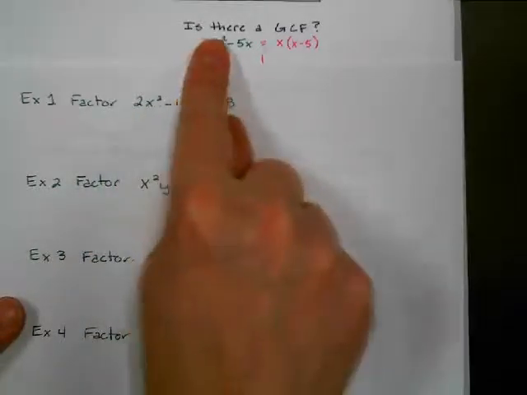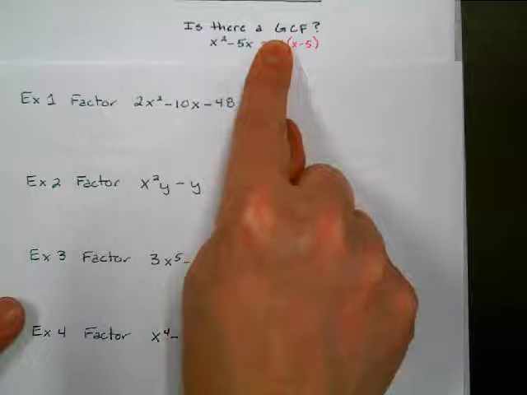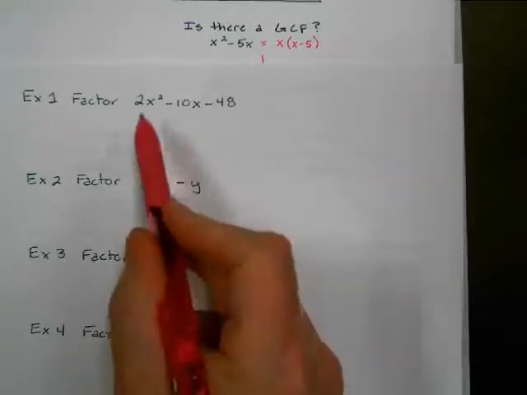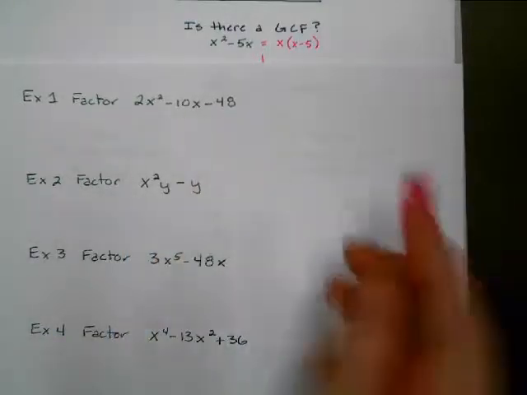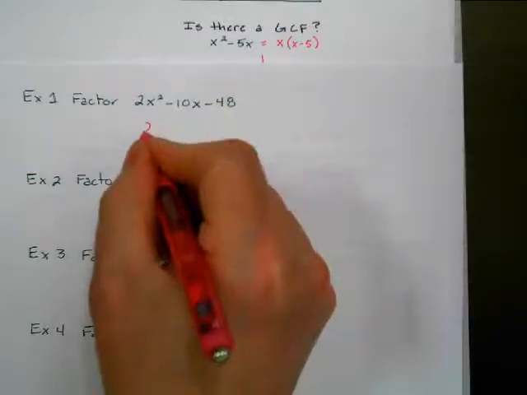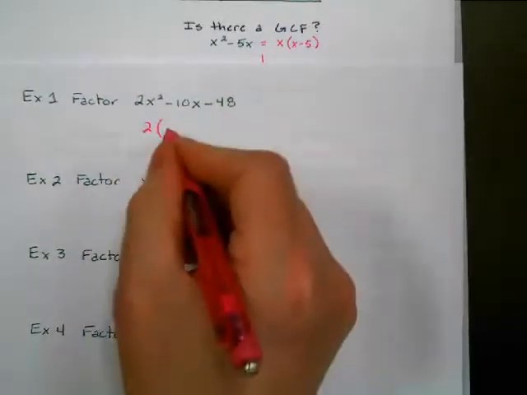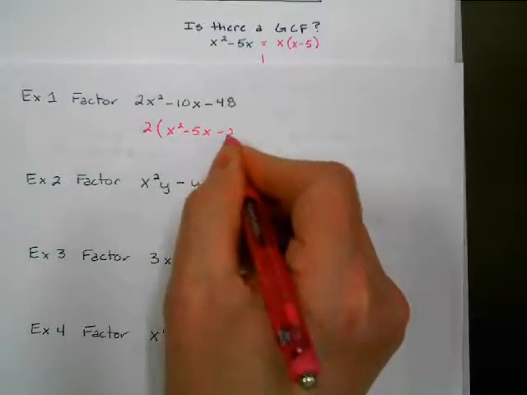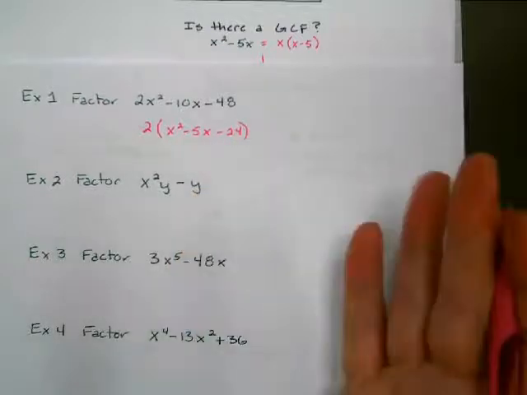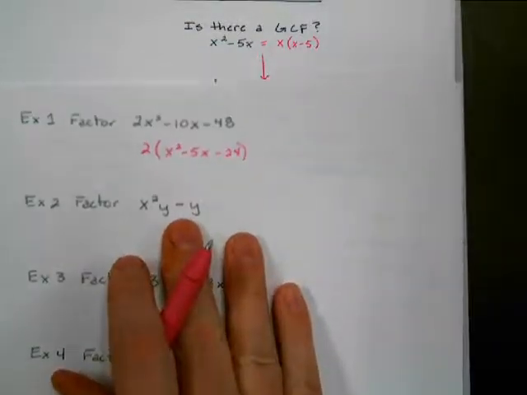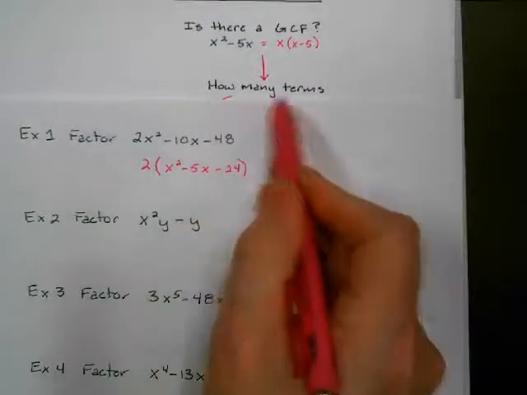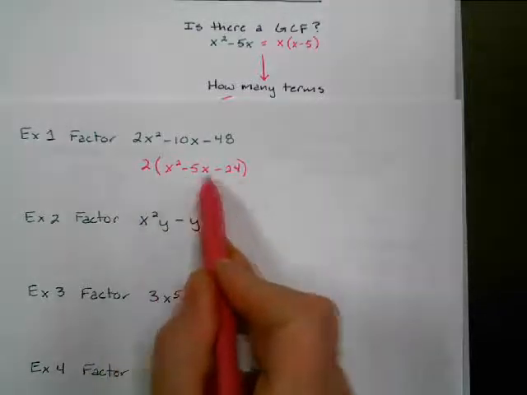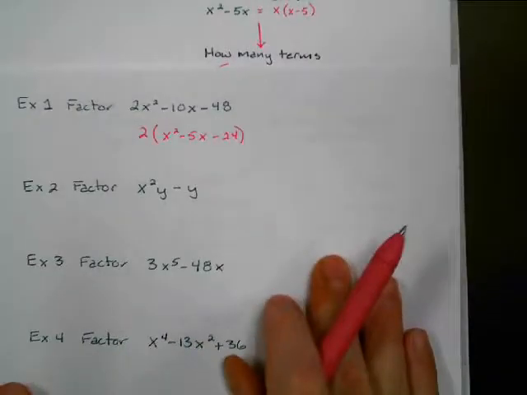My first question always will be, is there a GCF? Does it have a GCF? Yeah, it does. 2 goes into 2, 10, and 48. So the first thing I'm going to do is factor out the GCF. So the GCF is 2, so that's going to leave me with x squared minus 5x minus 24. All right, you might think you're done, but you're not. The next thing you're going to ask yourself is, how many terms am I looking at? Well, we're not going to look at the monomial. We're going to look over here. So I've got 3 terms. That's a trinomial. So trinomial, 3 terms.